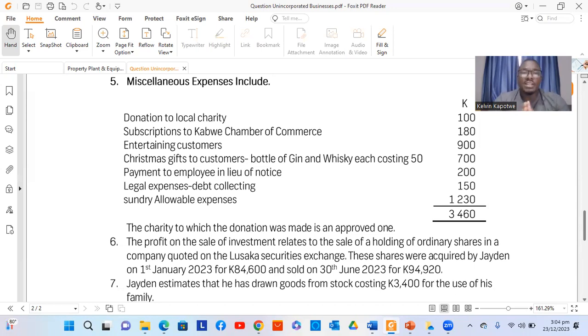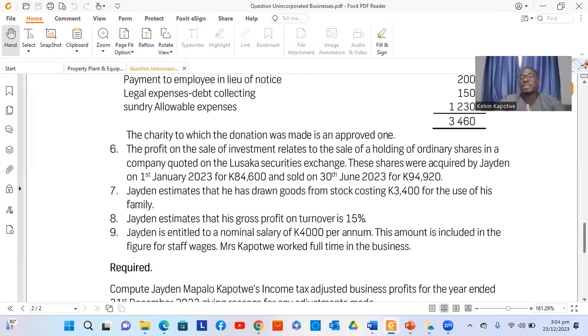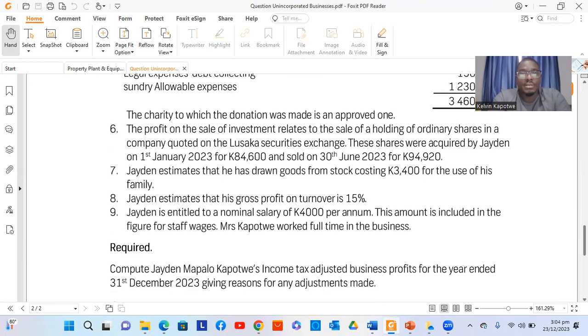Then we are told to say under the miscellaneous expenses, we've got sundry allowable expenses. So these ones we are told they are actually allowable expenses. So we don't even need to explain anything there. The guidance is the charity to which the donation was made is an approved one. So if it's an approved one, then we allow for tax purposes. If it is not approved and it is not registered according to the laws of Zambia, then we must disallow. All right. All right, great stuff.